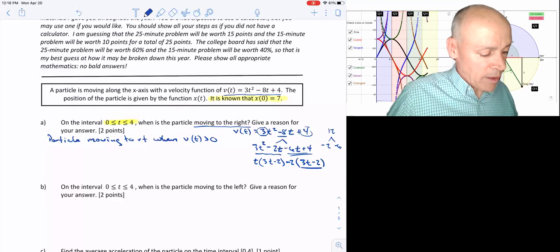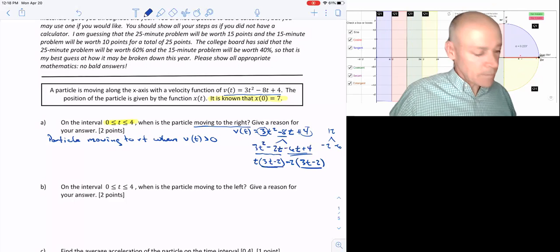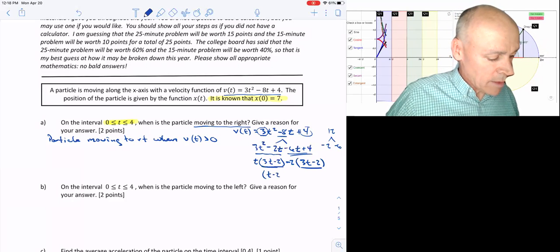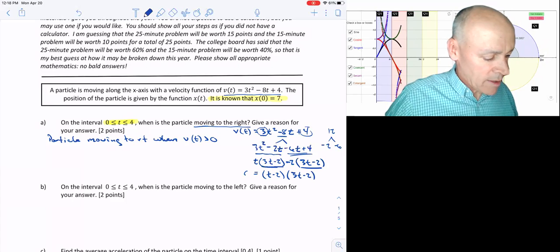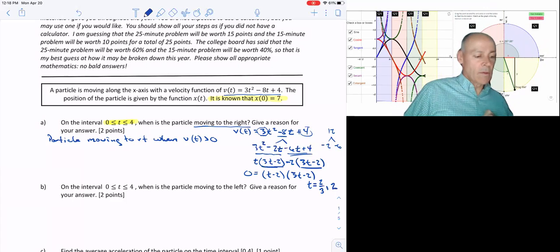Now that's the check. We need to make sure that those two factors are the same. Then we can factor again. We're going to get (t - 2)(3t - 2). Then if we set that equal to 0, we can see that t is going to be equal to either positive 2/3 or positive 2.